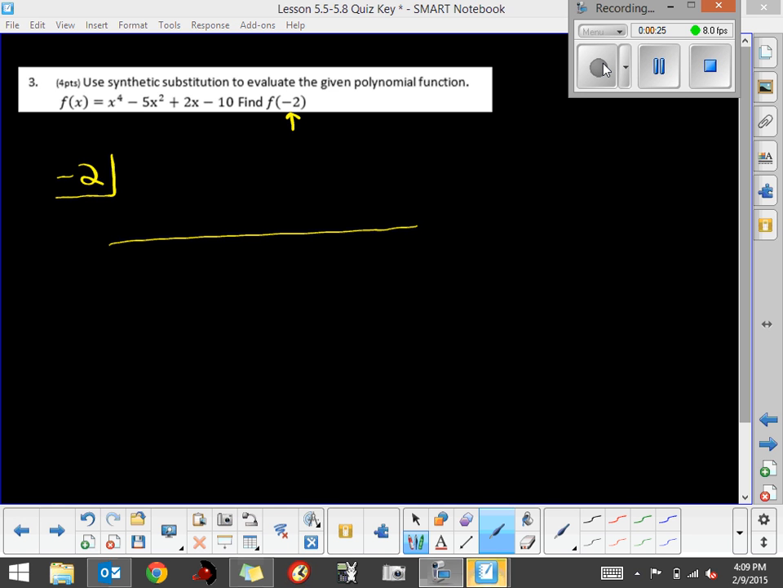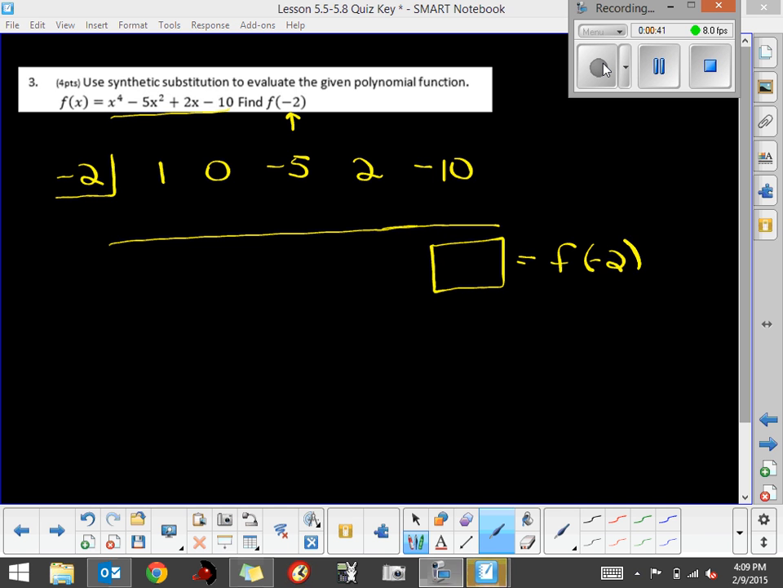What I want to do is grab all my coefficients out of the equation. I need a 1 for the x to the 4th. There are no x cubes. There's a -5x squared, there's a 2 for the x's, and a -10 for the constants. The remainder that I get right here will be equal to the function evaluated at -2. So this was an alternative, and a rather easy alternative, to evaluating a function.